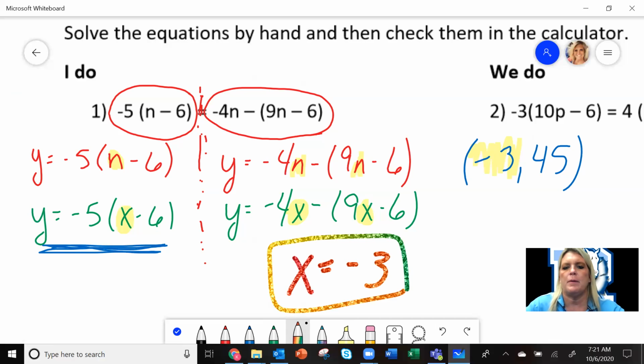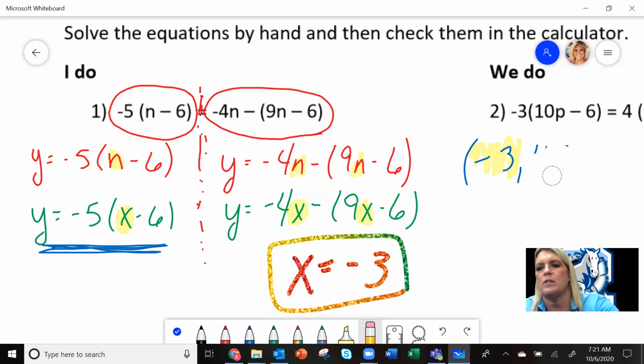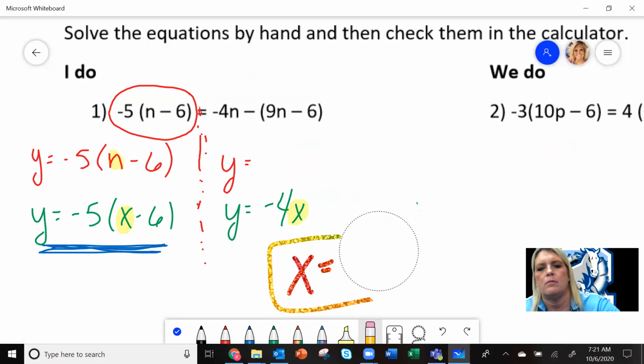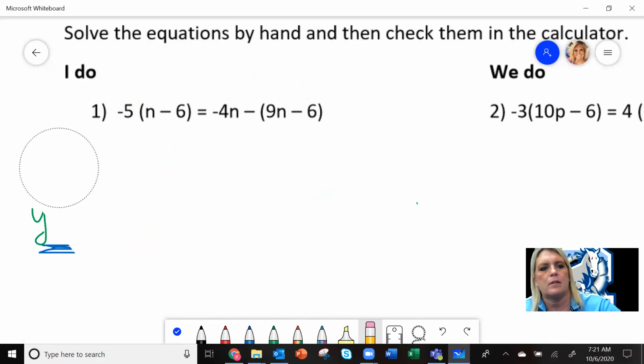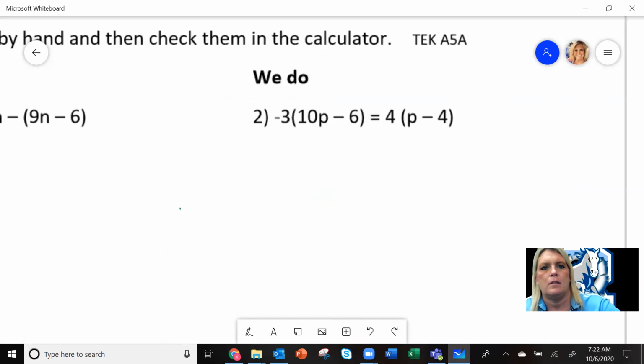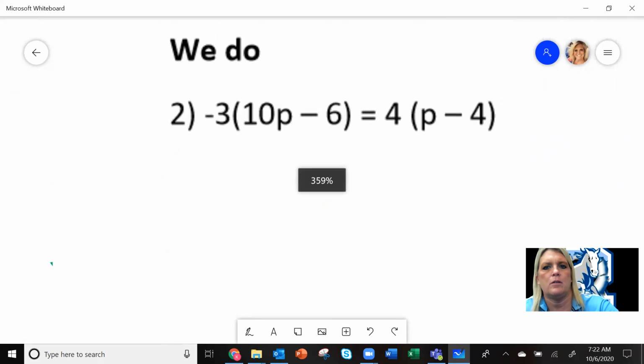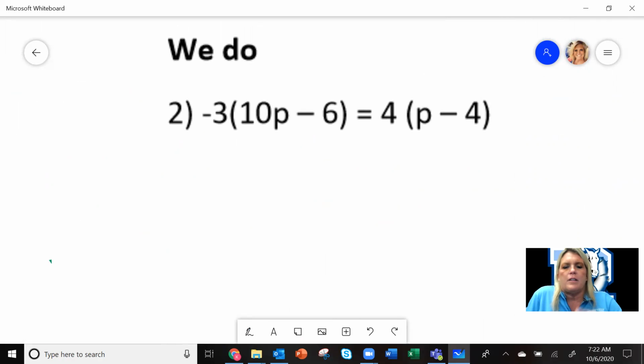Okay, so let me erase this and let's try the next one together. Make it a little bigger. All right, so right now I want you to pause the video and try to do this one and see if you can come up with the right answer.